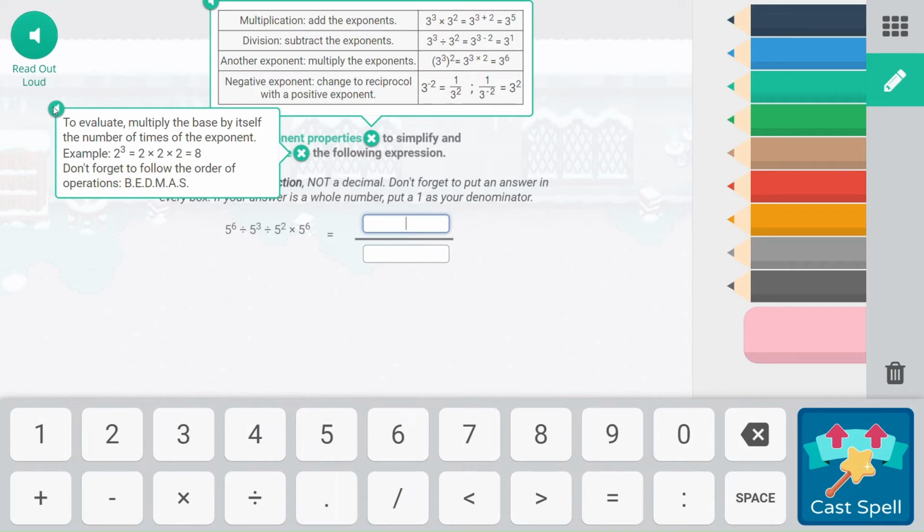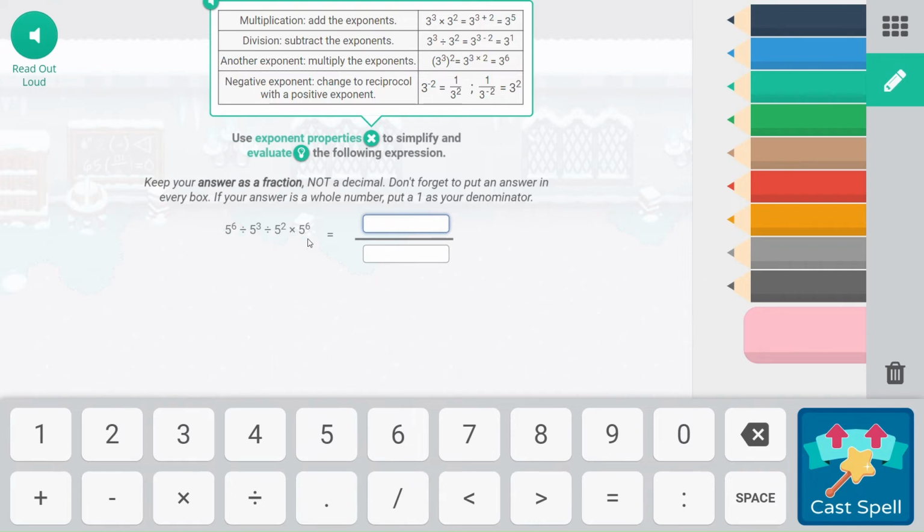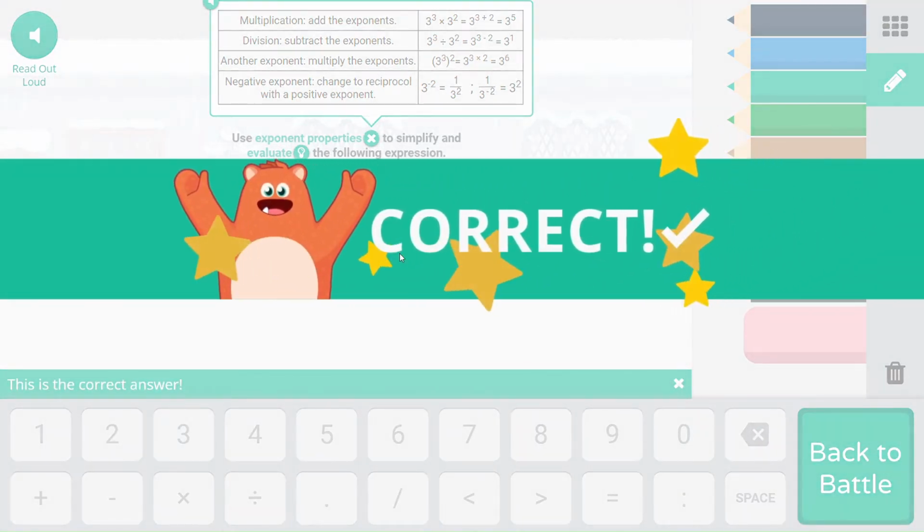Okay, so we are multiplying it out to evaluate. Multiply the base by itself. So this is going to be 5 times 5 times 5 times 5 times 5 times 5. So 78,125 over 1. There we go.